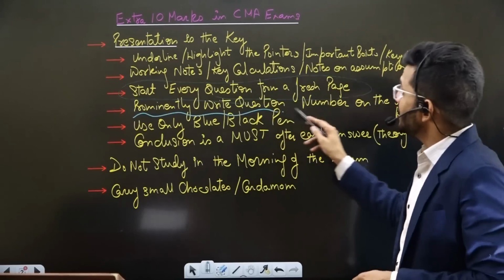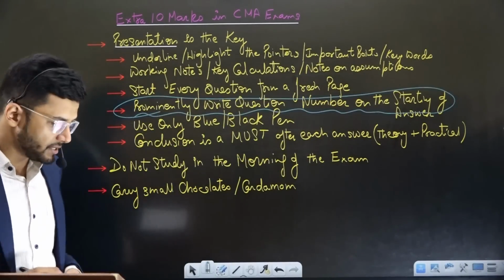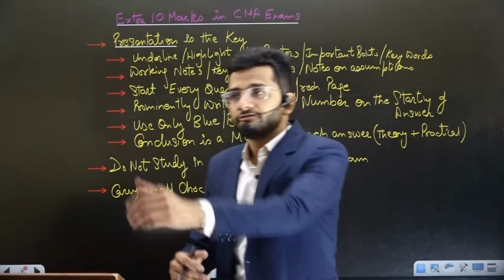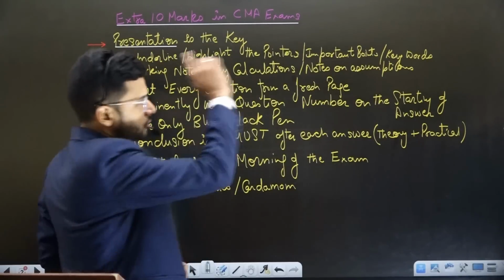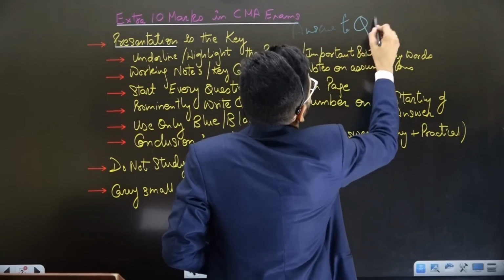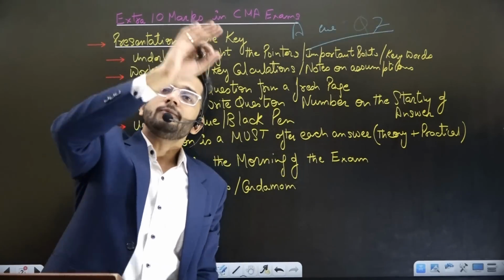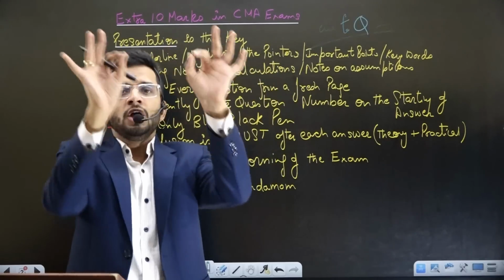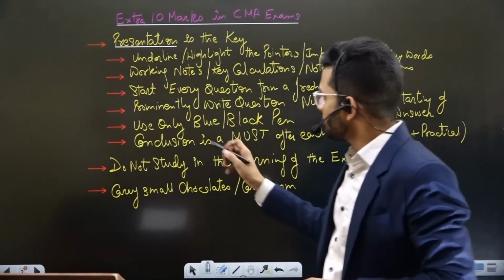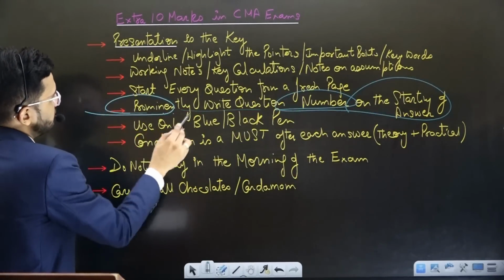Then, prominently write the question number at the start of the answer. Very, very important, guys. Sometimes examiners get confused about which question you are answering. So before starting any answer, on the top of the page, you should write, answer to question number 7. Yes, write it in as many words. Don't only write question number 7, write answer to question number 7. Write like this and it will really benefit you. So prominently write question numbers at the start of each answer. That is very, very important.